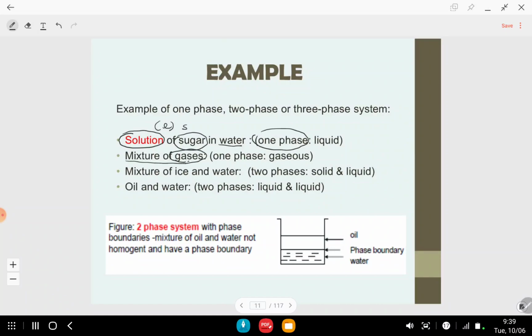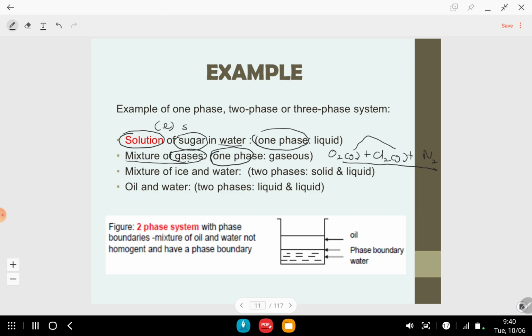Mixture of gases. Look at gases only. Even though that beaker contains O2 gas plus Cl2 gas plus nitrogen gas, there are three different gases, but all are in the same phase, which is gas. So it is considered a one-phase system. I repeat, even though more than one type of compound exists, if all of them are in gaseous form, or all of them are in solid form, it is considered a one-phase system.